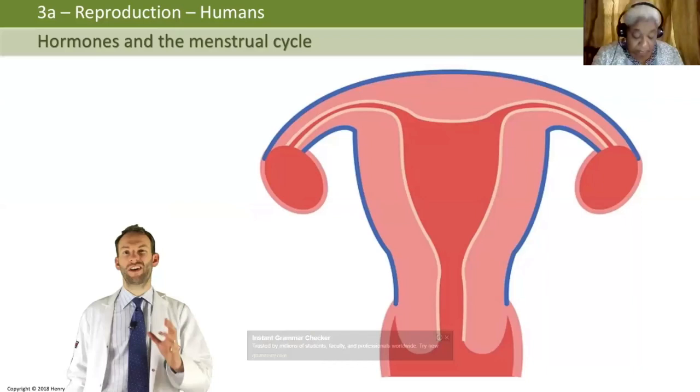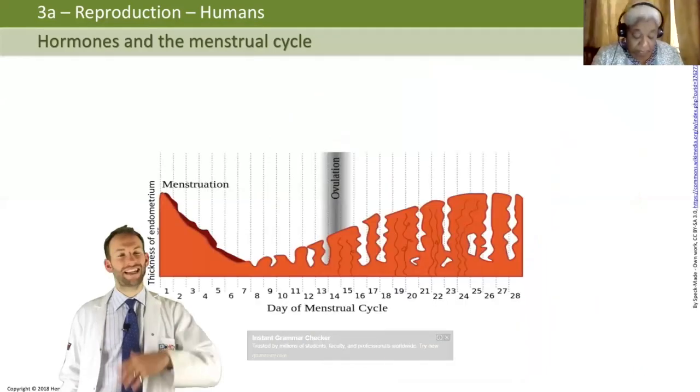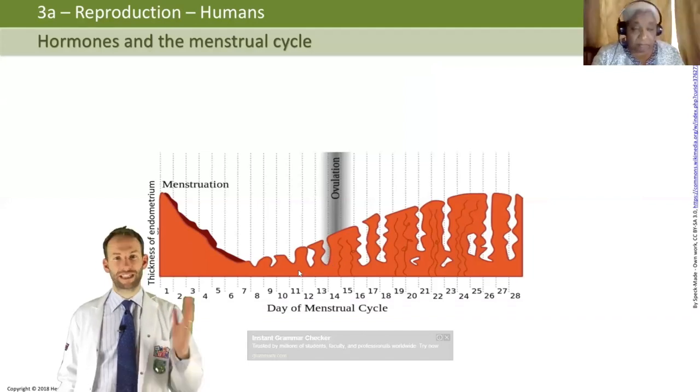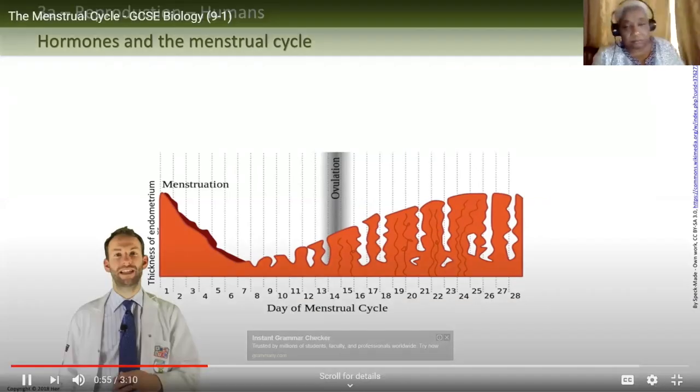The menstrual cycle lasts on average 28 days. That's just an average figure. Sometimes it can be a lot longer, sometimes shorter. It changes month to month, but on average, and for the sake of learning, we just keep it simple at 28 days. And you can break it down into 4 key phases.